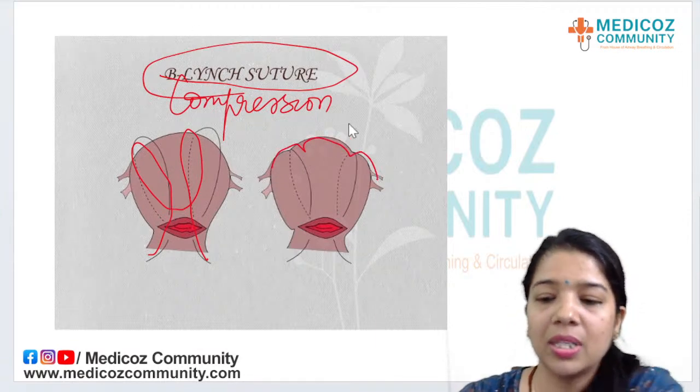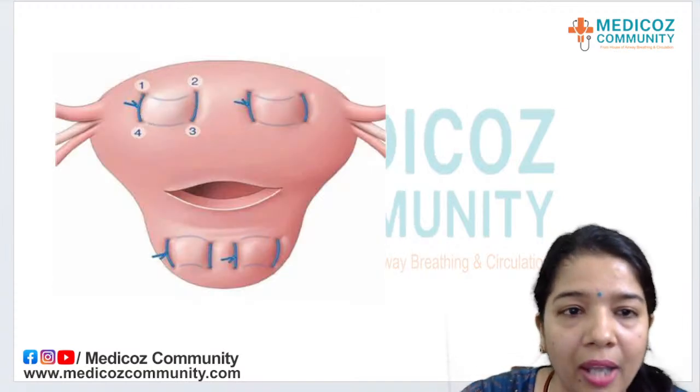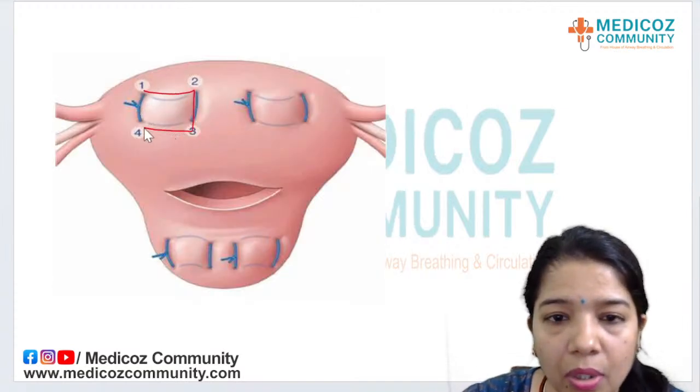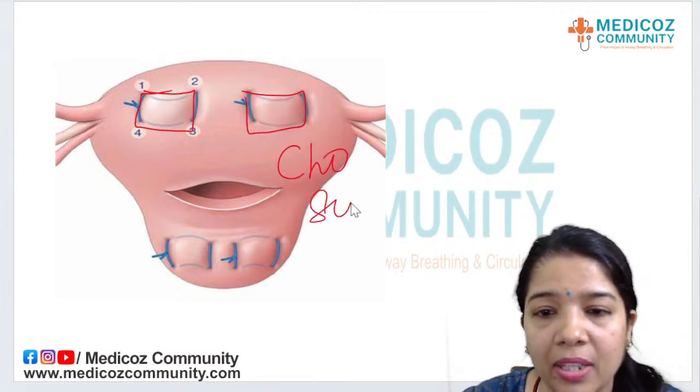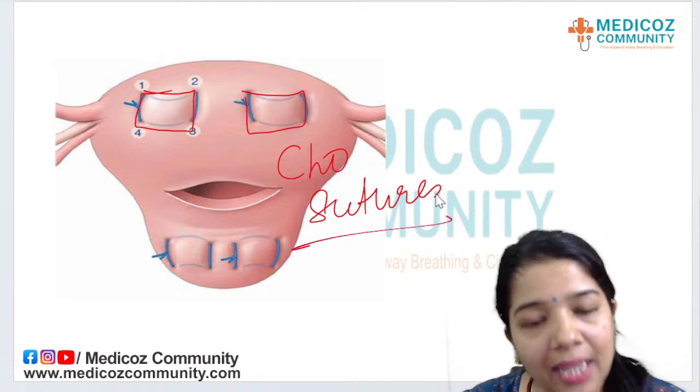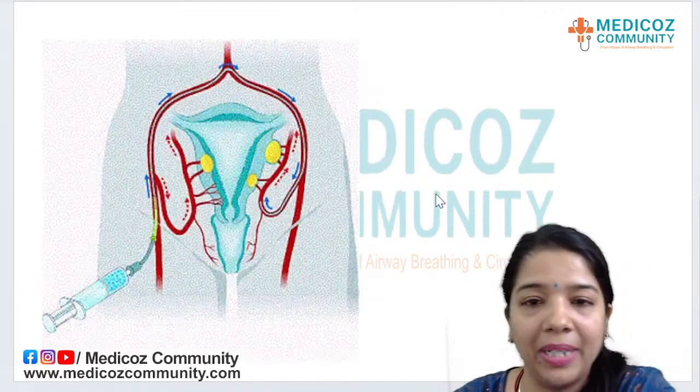Okay, so this they can put you as image and they can ask you question. This is another square sutures. Okay, you can see square have been made. Okay, this is known as Cho sutures. Please remember. Okay, this is known as Cho sutures. These are again the compression sutures. The whole idea is to compress the uterus. Okay, to stop the bleeding.